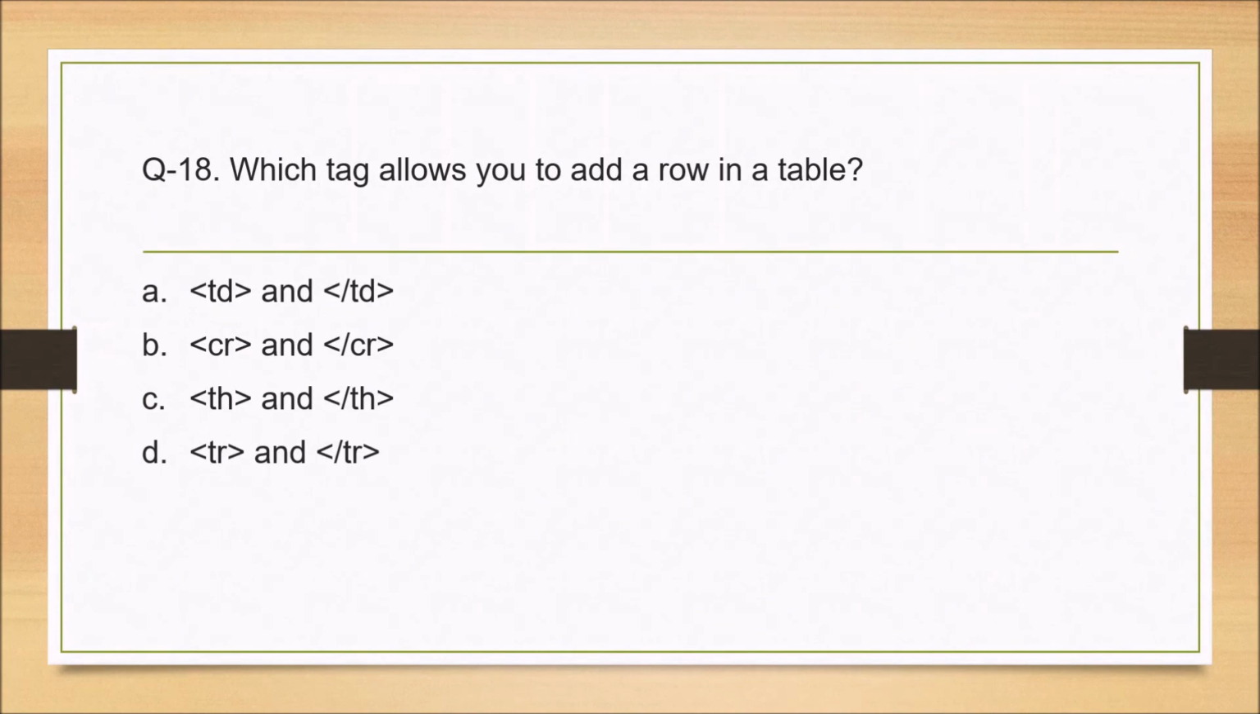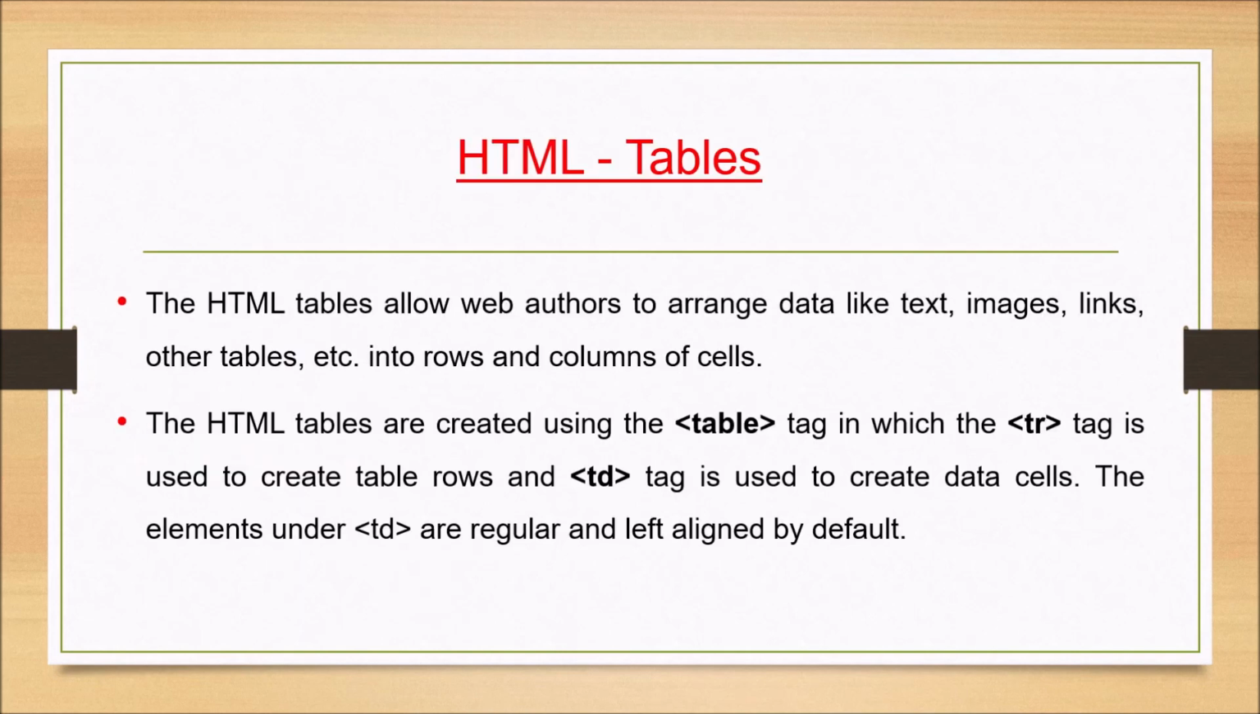Next question, which tag allows you to add a row in a table? And the options are TD, opening tag and closing tag, CR, opening and closing tag, TH, opening and closing tag, and TR, opening and closing tag. And the correct answer is D, TR, opening and closing tag.